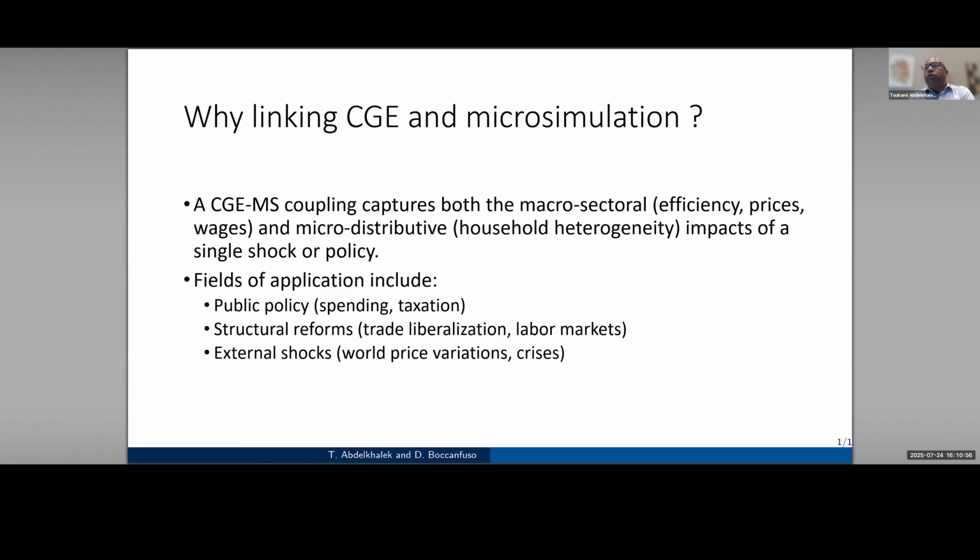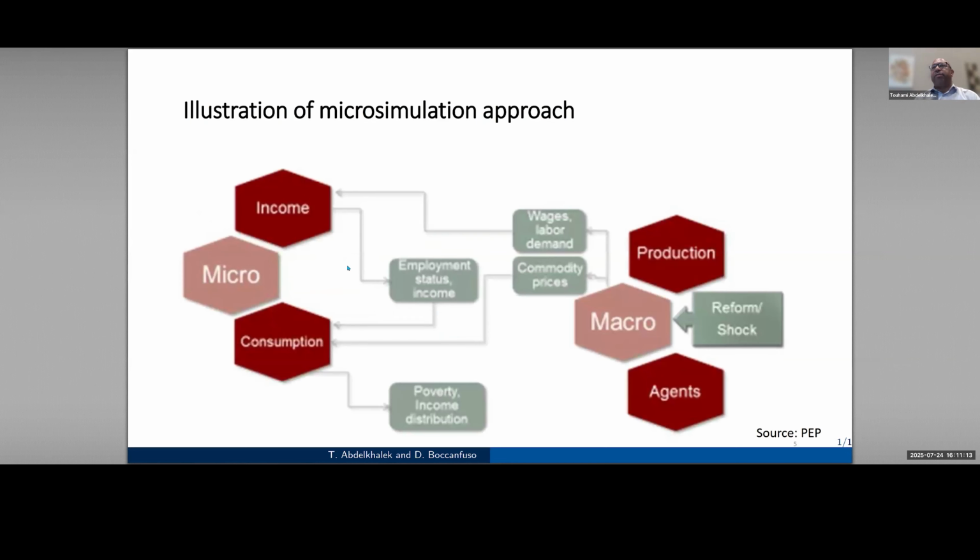It can be used. I hope some of you will be interested to use the microsimulation CGE model when we are looking at public policy spending, taxation, trade liberalization, labor market, external shock, world price variation, crises, etc. Here it's from PEP. It's an illustration of what it means. Microsimulation approach. In this, you can see here, we have the micro level situation where the model is here.